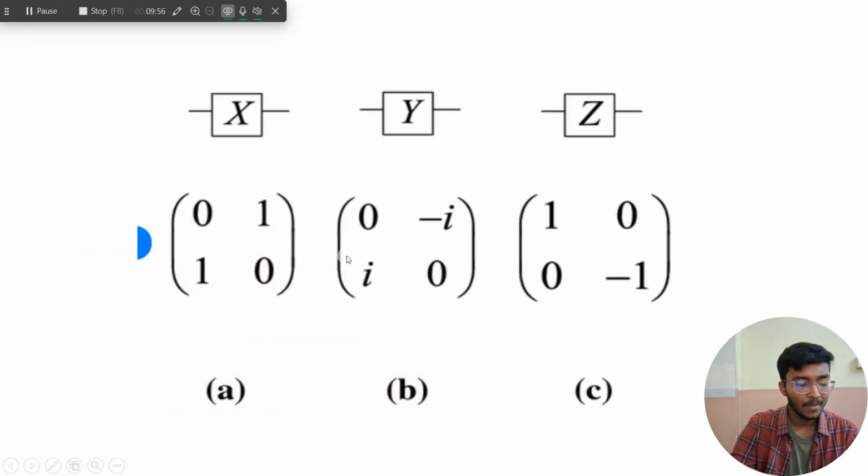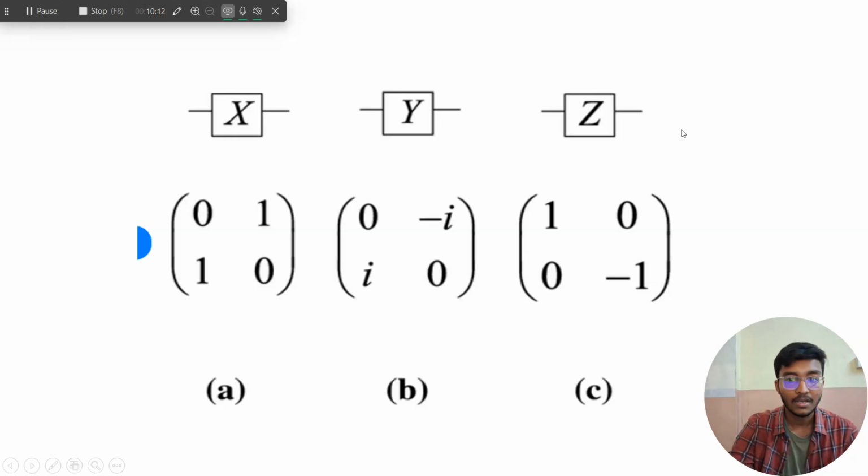that we have given the matrix representation of the Pauli-X gate, which is 0, 1, 1, 0. Of the Pauli-Y gate, we have 0, minus i, i, 0. This suggests that we have changed the phase relative state of it. And in the Z, we have 1, 0, 0, minus 1.